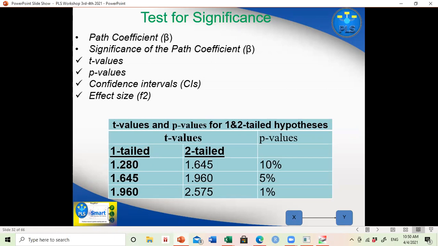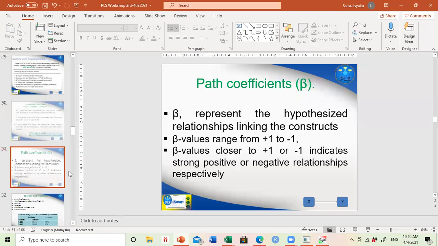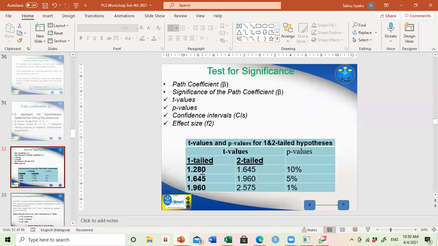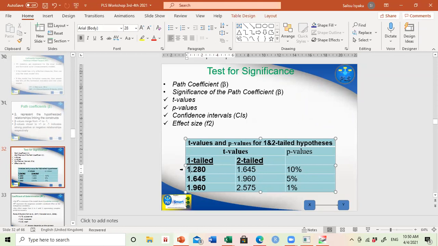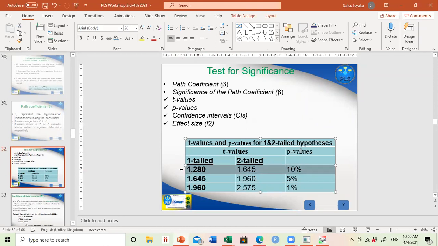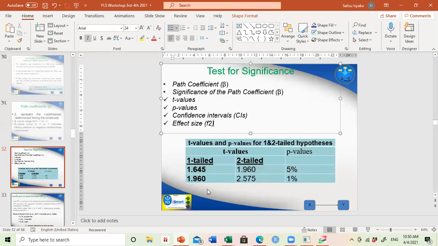But when we have a two-tail hypothesis, significance starts at 1.96. The reason why I didn't talk about 10% is that it's no longer reported, so let me just delete it. Maybe it should not be part of it. We don't need it any longer because it's not being used. Okay, just save it and open it again.